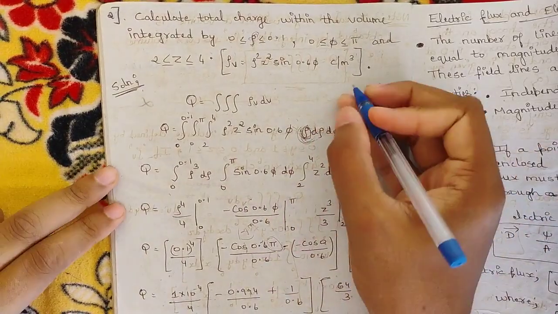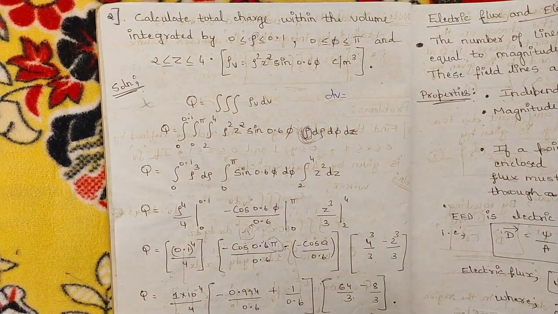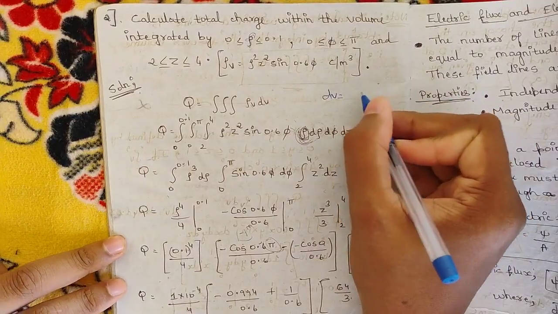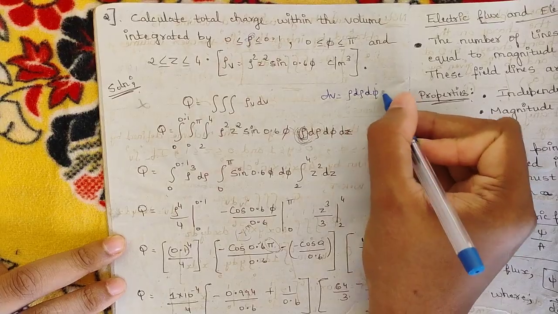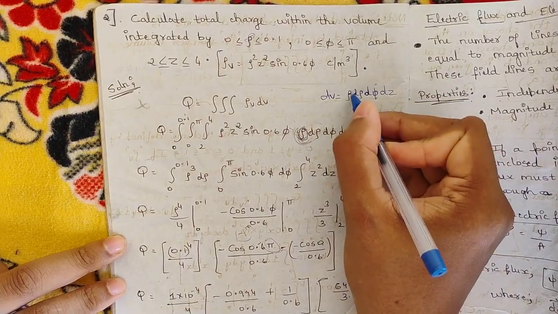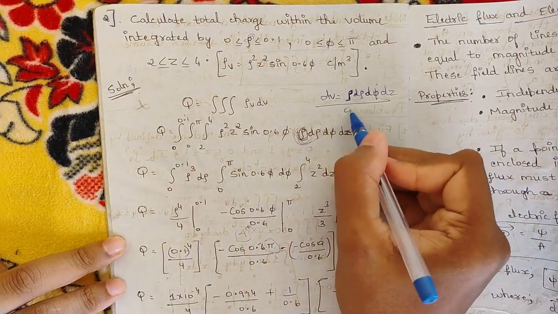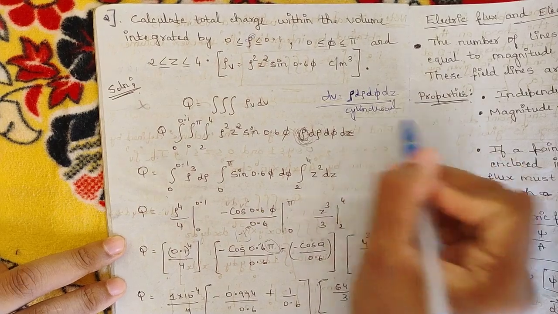Here in this case, the value of dV, as I told you, varies for different coordinate systems. In this case the value of dV is given by rho d rho d phi dz. So here we have one extra term, rho. This is for the cylindrical coordinate system, so keep it in mind.